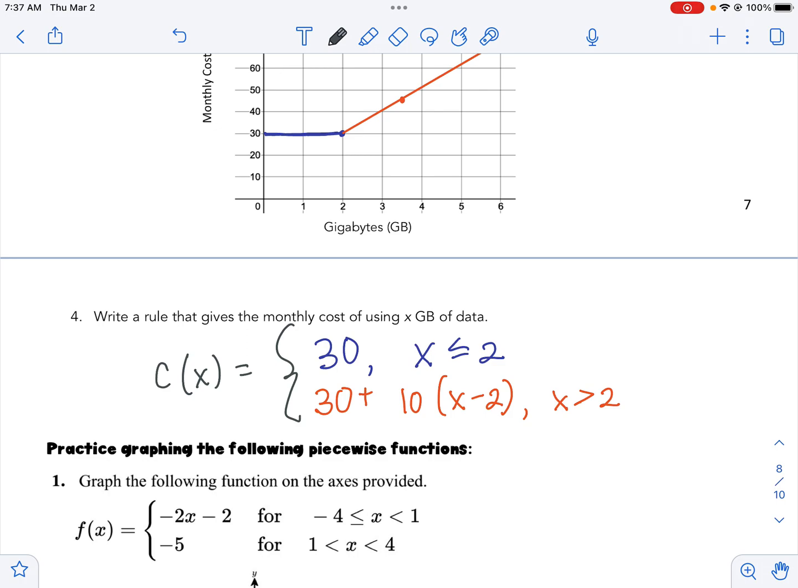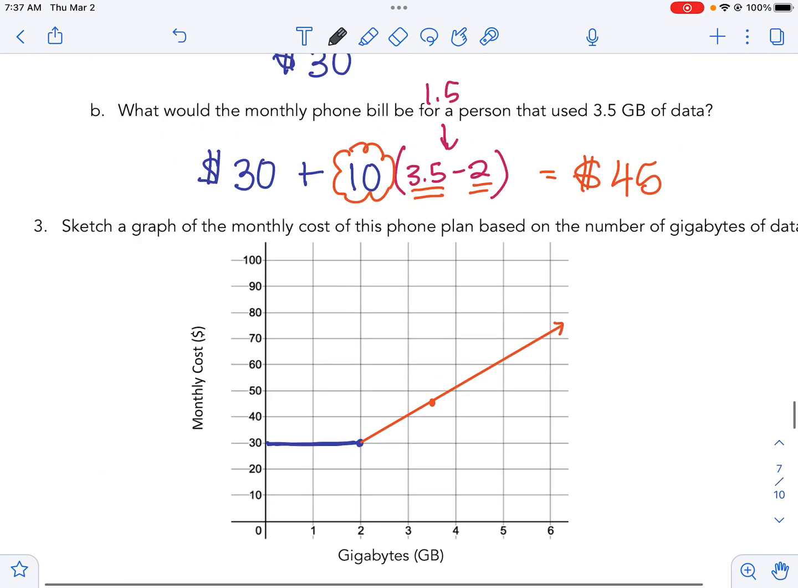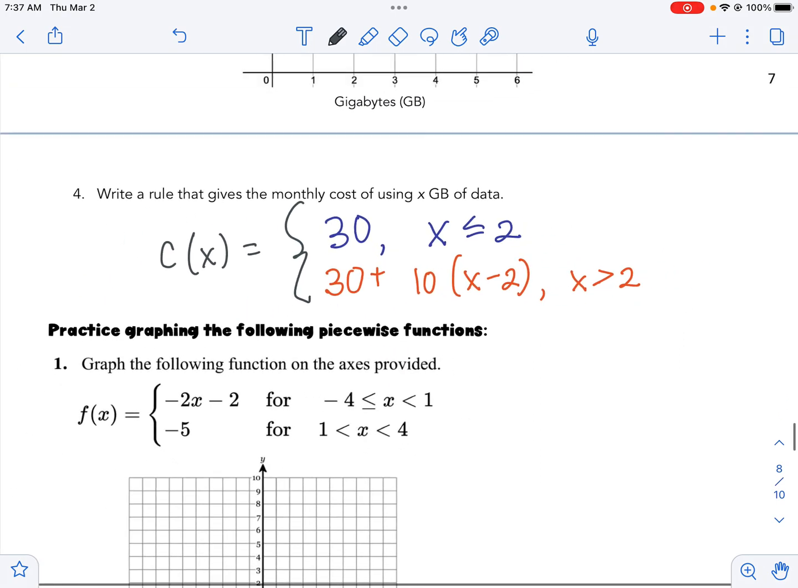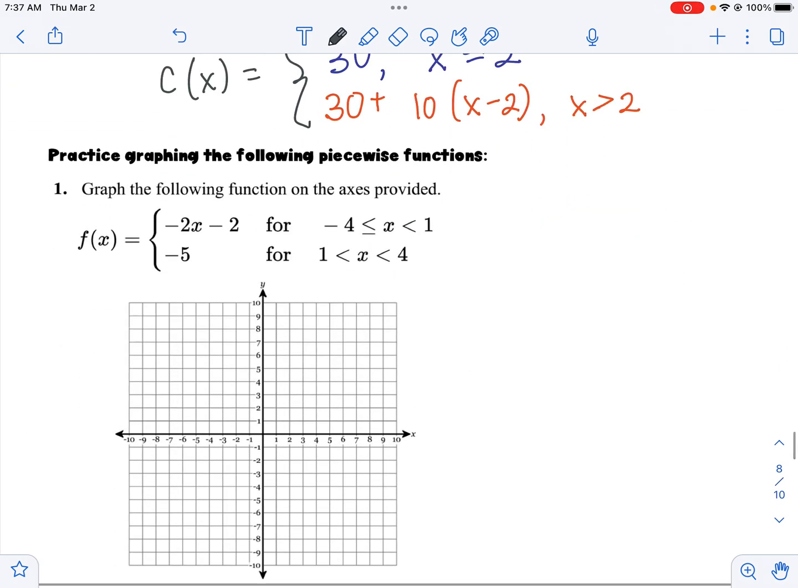So, I mean, that's our goal is graphing it. So we were able to do it with the word problem and also write the piecewise function. Can we graph it if the piecewise function is given? Okay, so let's take a look at this one. Graph the following function for the axes provided. Okay, so there's 2 parts to this piecewise function.